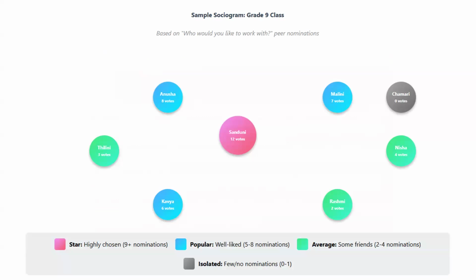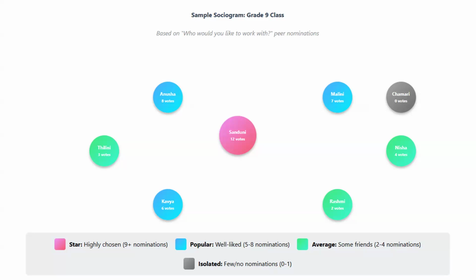The nominations are given here. Sanduni gets 12 votes, Anusha gets 8 votes, Tilini gets 3 votes, Kavya gets 6 votes, Rashmi gets 2 votes, Nisha gets 4 votes, Chamari gets no votes, Malini gets 7 votes. Star, highly chosen, 9 plus nominations, that means Sanduni. Sanduni is the star in the class.